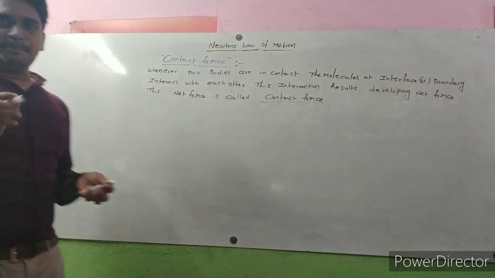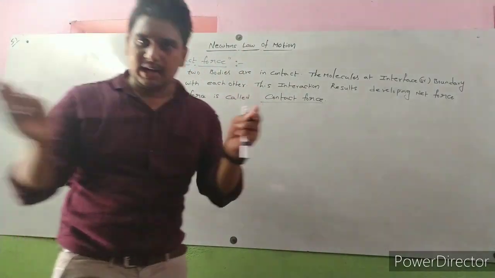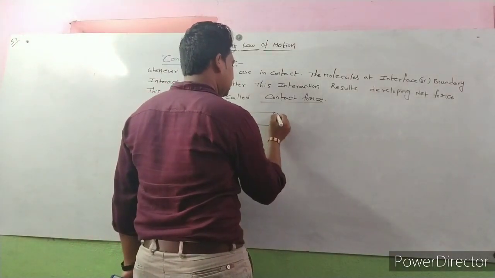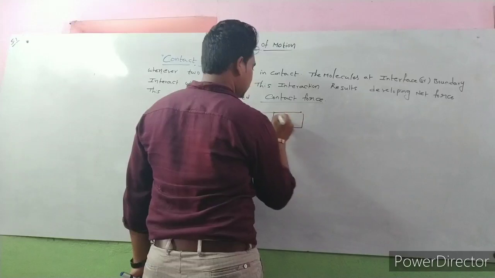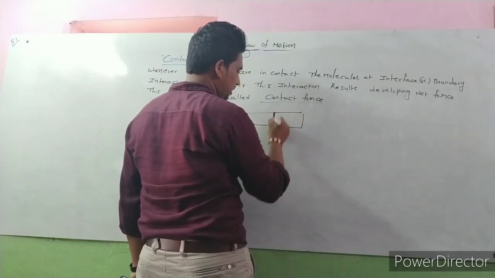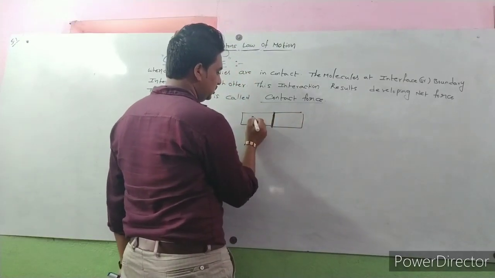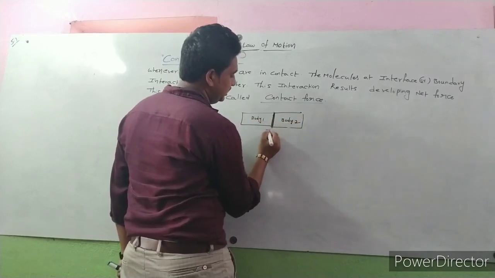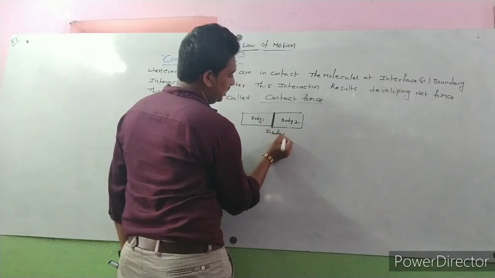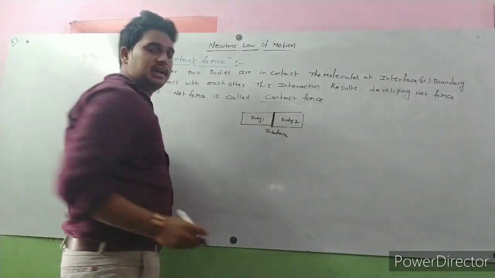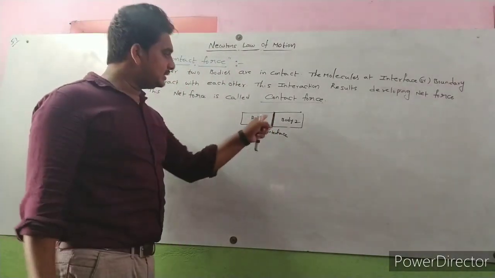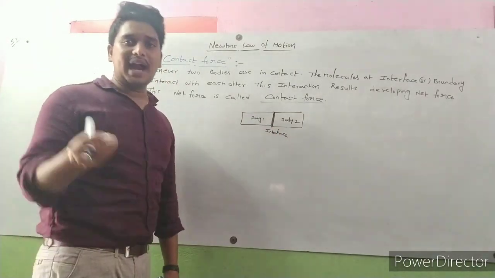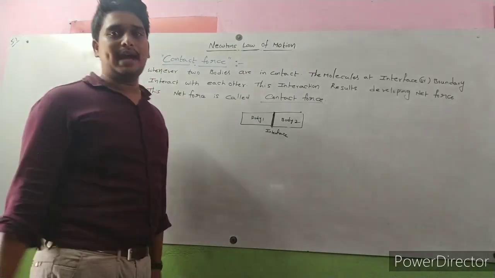So generally, the simple definition: whenever two bodies are in contact, for example, this is one body, this is another body. This is the interface or boundary. This is body 1, this is body 2, and this is the interface. The molecules at this interface interact with each other. This interaction results in a net force developing. That net force is called contact force.